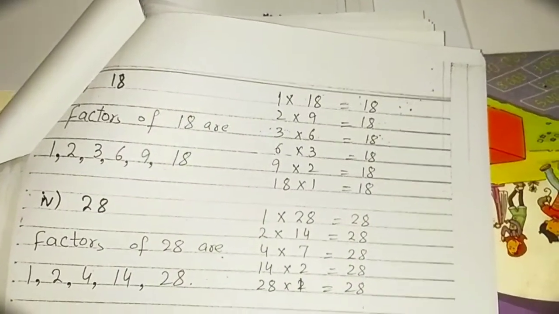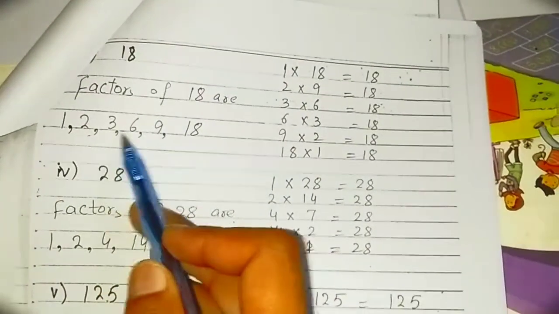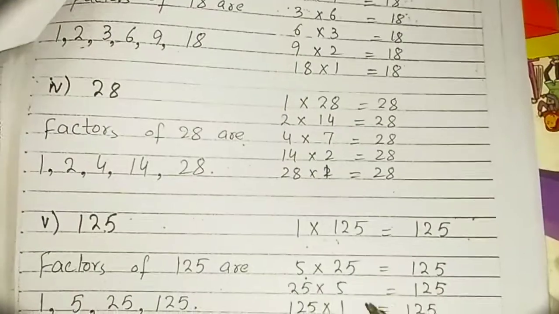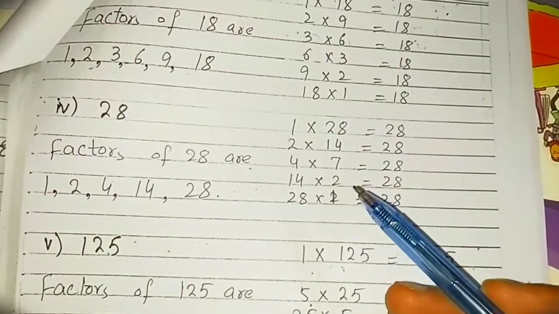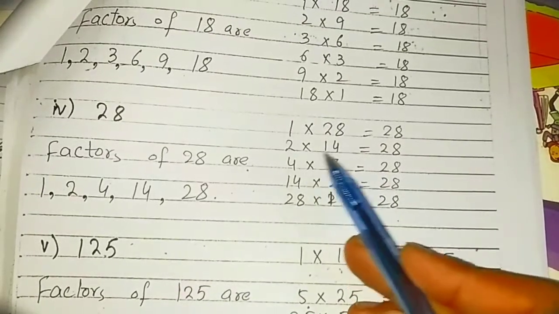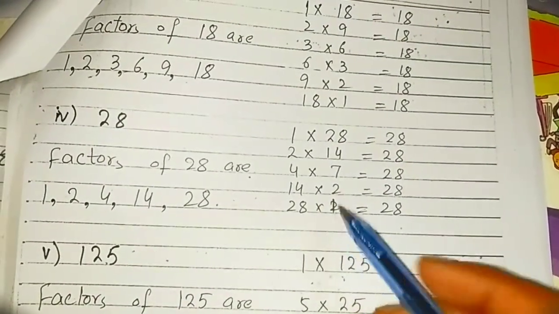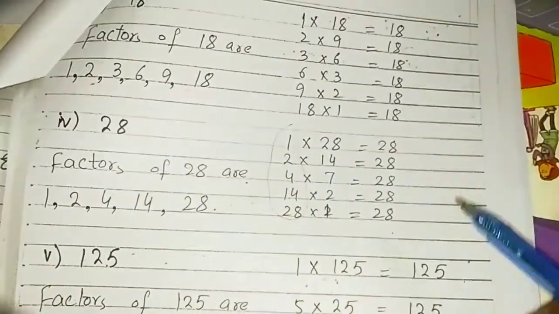In part 3 we have to make the factors of 18. So factors of 18 are 1, 2, 3, 6, 9 and 18. In part 4 we have to make factors of 28, as the factors of 28 are 1 into 28, 2 into 14, 4 into 7 and 14 into 2, 28 into 1. So our factors are 1, 2, 4, 7, 14 and 28.